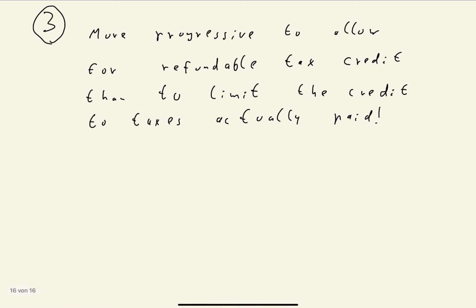And why is it more progressive? There might be families which are not paying any income tax because they're very poor, or they're getting social transfers from the government, and they still, for instance, have to go to work and go to buy groceries, and they do not get a refund, or they get less refund on the tax credit if it were limited by the amount of tax that they're paying. Therefore, for those families, it would be a benefit if there wasn't such a limit, and they could fully refund their expenditures, not limited to the tax that they pay.